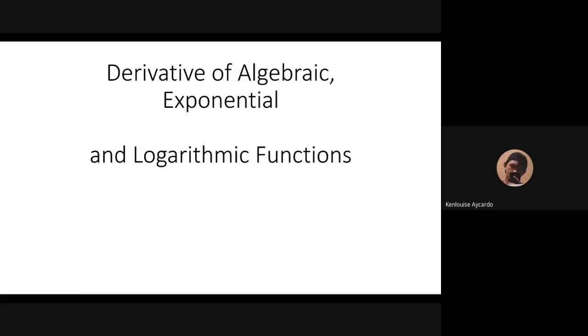So in differentiation, that's the process of finding the derivative. As the word implies, differentiating means taking the derivative of a function. As such, a function is differentiable at c if the derivative of f of c exists. Okay?